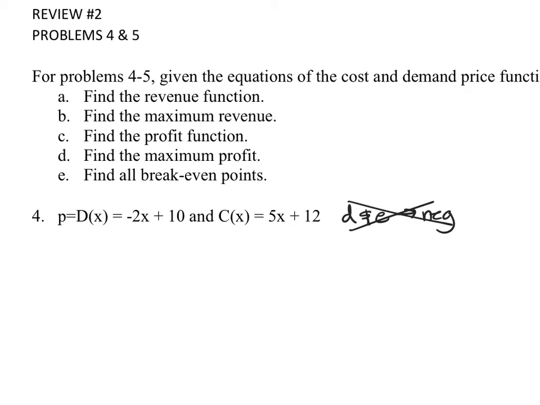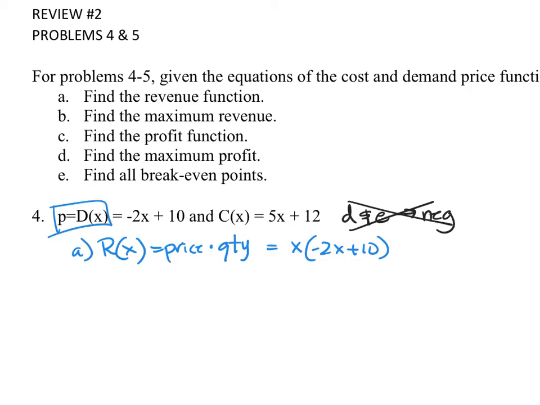So the first one, we are finding the revenue function. Again, this is price times quantity. So in this case, we're going to have the x, our quantity, and the price, which is negative 2x. Now let me remind you that the P stands for the price, and the D stands for the demand. So what we end up with is negative 2x squared plus 10x.